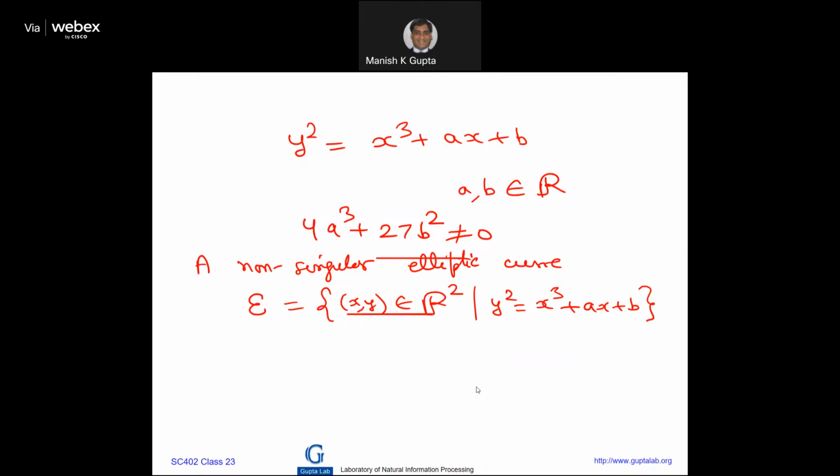So I think I'll take an example and see the plot. Basically, all those solution points, and we also need another point known as the point at infinity. Together, they form a group with respect to addition. The addition is defined in a certain manner, which I'm going to talk about. Before that, let me plot the curve for a special case.